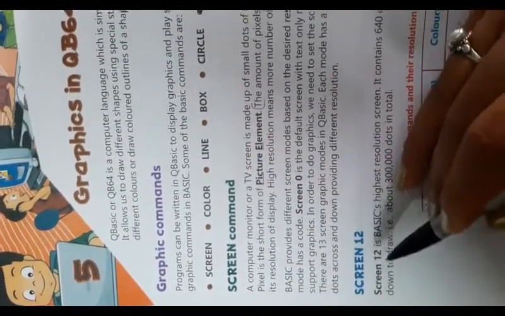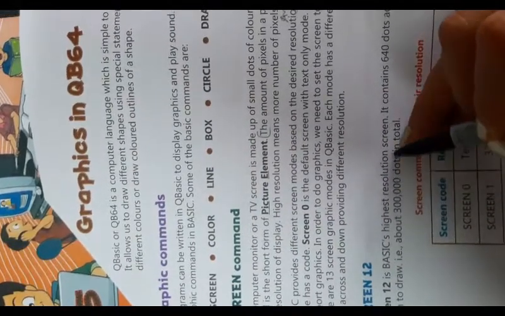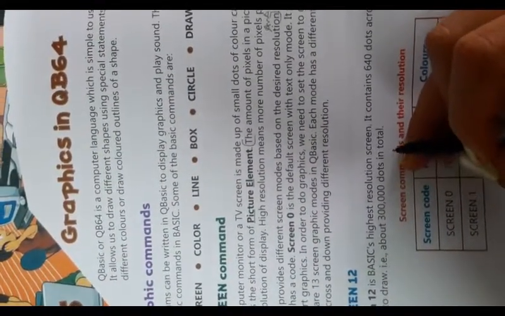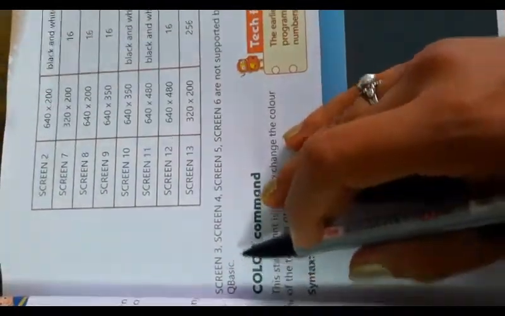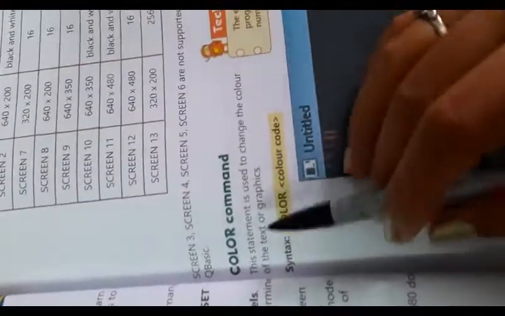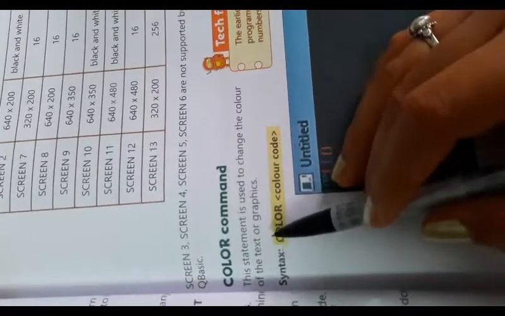Screen 12. Screen 12 is the highest resolution screen. It contains 640 dots across and 480 dots down to draw, that is about 300,000 dots in total. Screen 3, Screen 4, Screen 5, Screen 6 are not supported by some versions of QBasic. Color command. This statement is used to change the color of the text or graphics. Color code: code that sets the color.